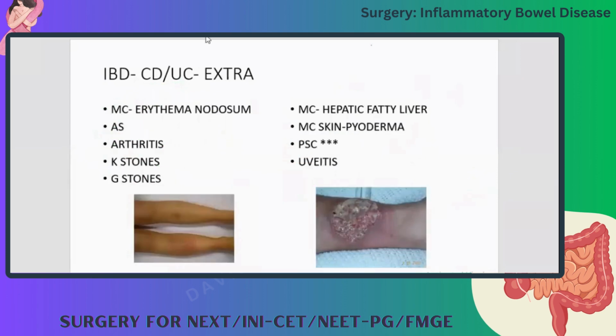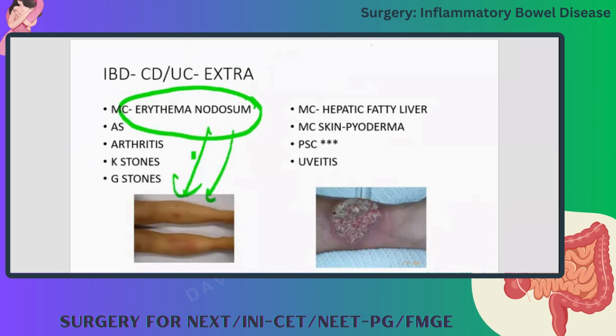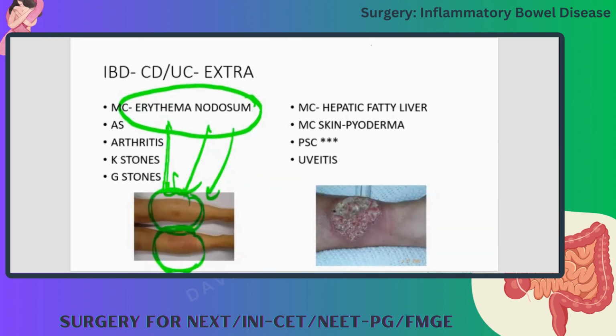Next, extra intestinal manifestations. Apart from intestinal manifestations, there are some extra intestinal manifestations. Out of this, remember only the important ones. Most common in Crohn's disease is erythema nodosum. See here, these small red papular nodules are known as erythema nodosum. Whereas in ulcerative colitis, there is pyoderma, an infection of the skin. It is erythema nodosum here, it is pyoderma here.